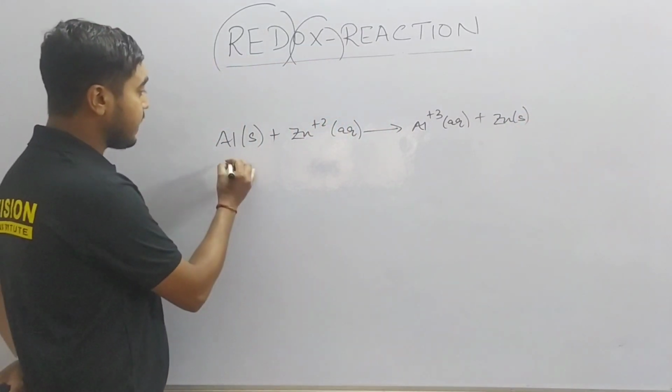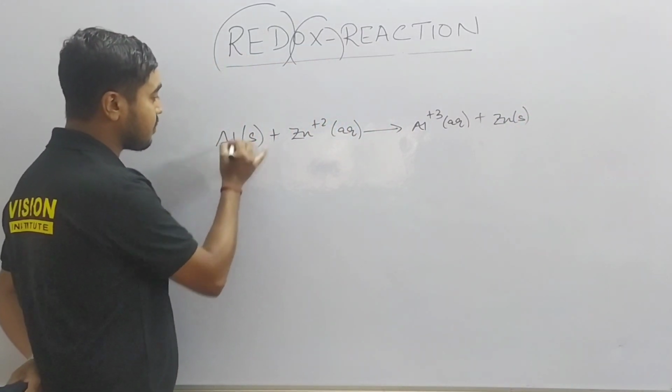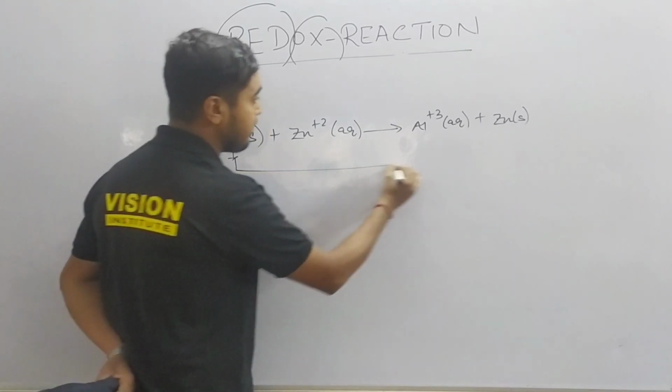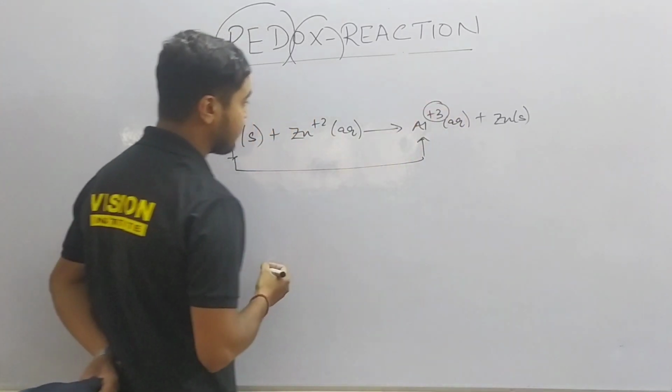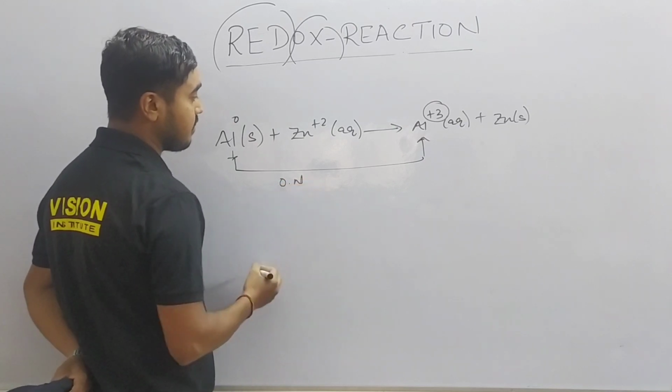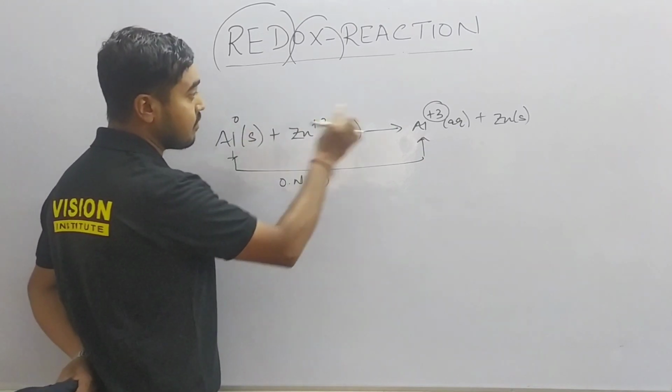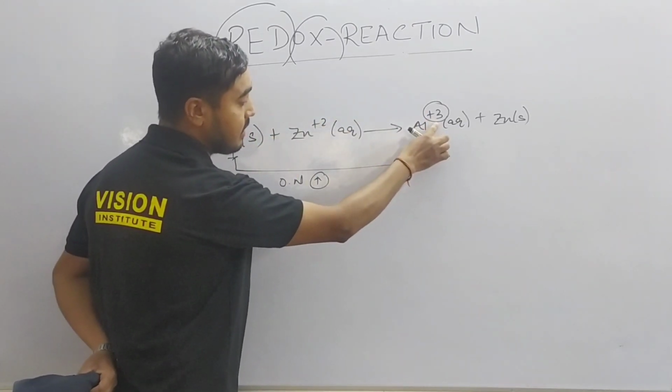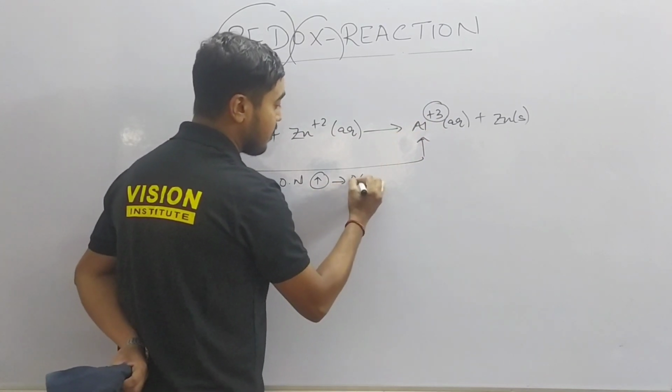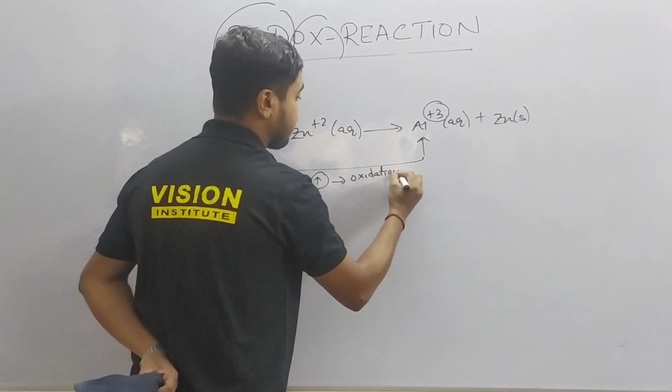In this reaction, aluminium is having a charge of 0, and here the aluminium is bearing a charge of +3. So here the oxidation number is increasing from 0 to +3. The charge has been increasing, right? So that's why it will be called oxidation.